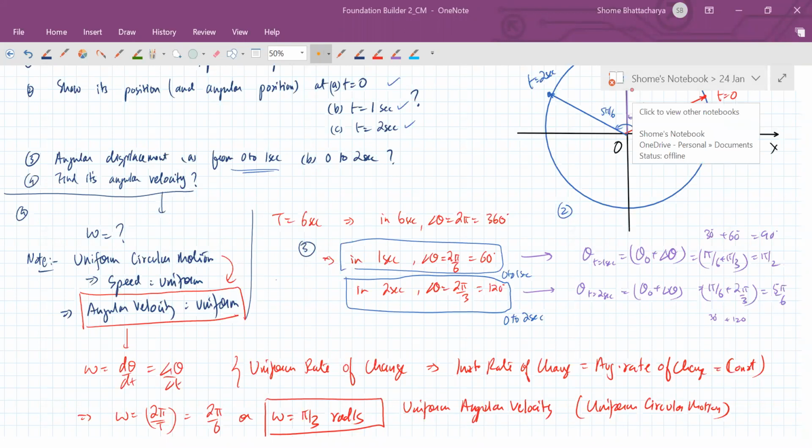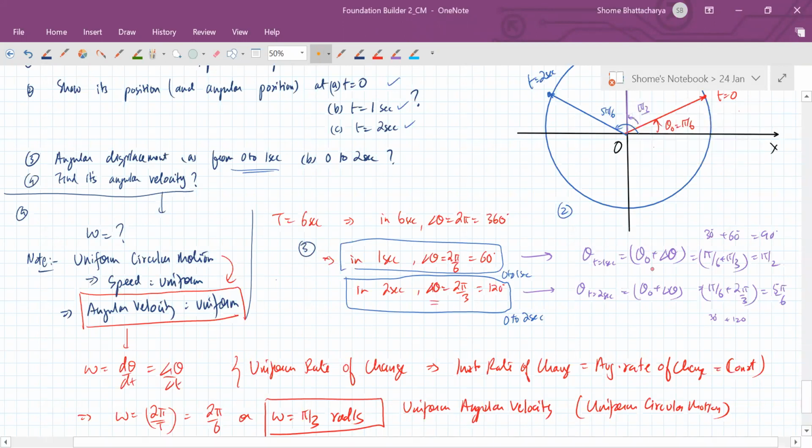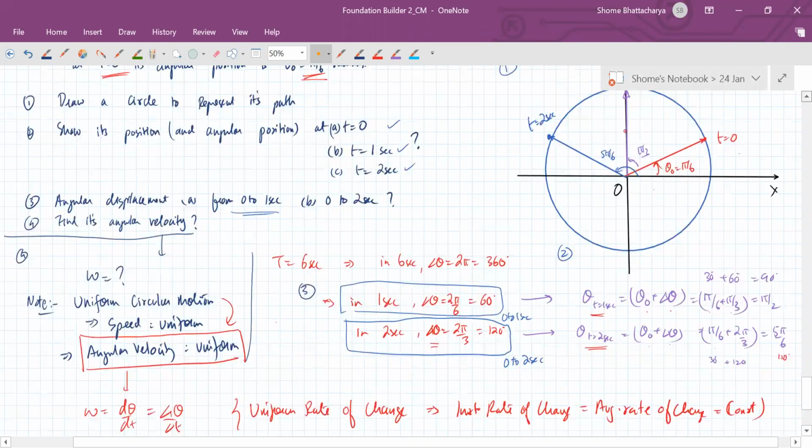Yeah, these are the angular displacement. Delta theta हमने जहाँ लिखा है ना, वो angular displacement. Delta theta is angular displacement and theta is angular position. So the angular position at 1 second is initial angular position plus displacement. So that's 30 plus 60, 90. The angular position at 2 seconds is initial angular position plus displacement. That is 30 plus 120. So 150 degrees.